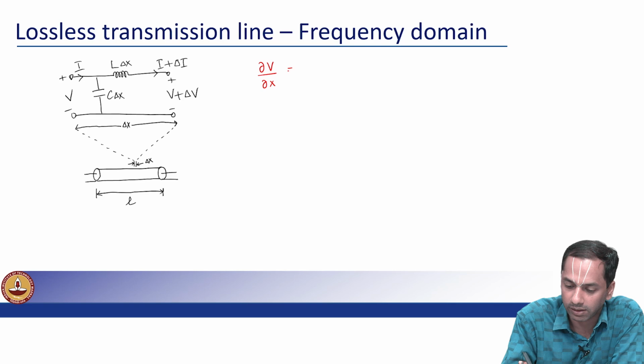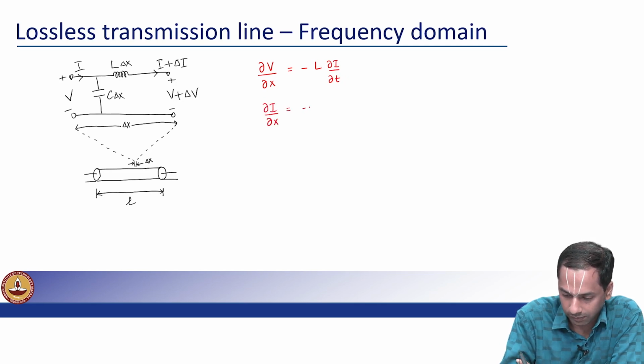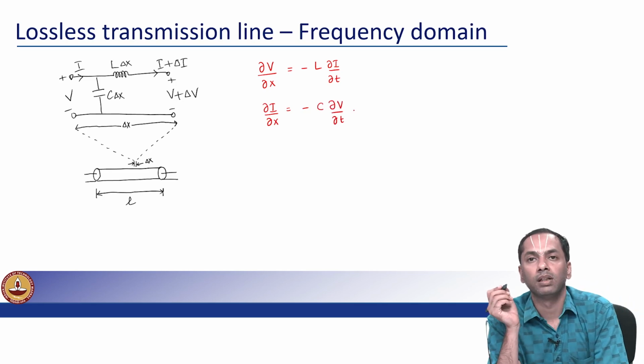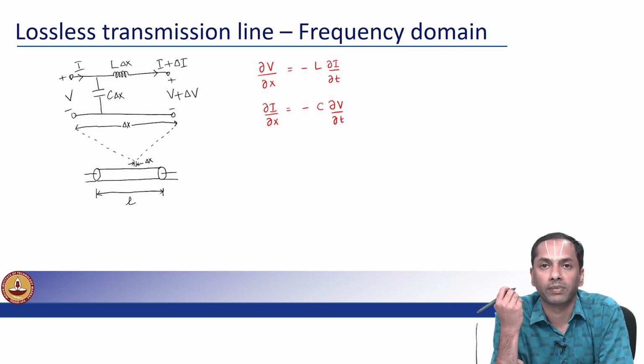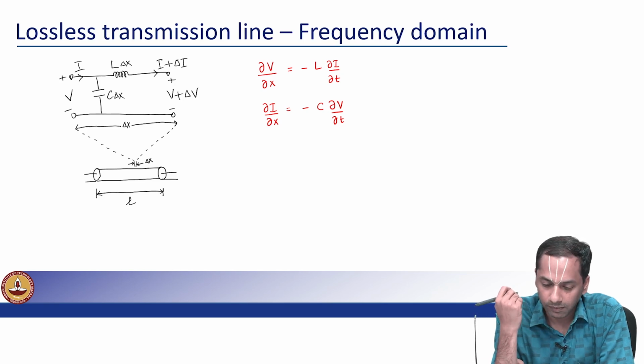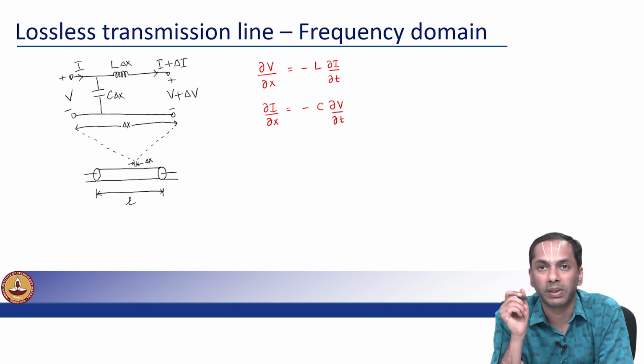We had ∂v/∂x as minus L ∂i/∂t and ∂i/∂x. Okay, so these were our telegrapher's equations. You can sort of think of solving these in the frequency domain as also a way of trying to remove the time variable, right? We will see very shortly that that's the intent, and that we'll only look at the spatial variation, right?